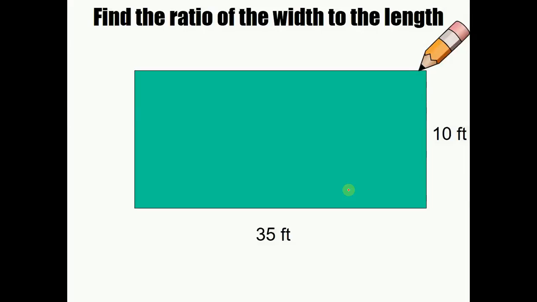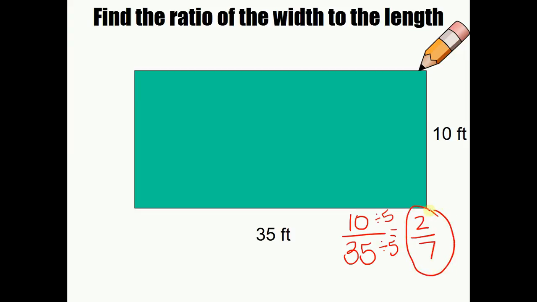Now, what about my ratio of width to my length? I'm going to call this the width of my rectangle right here. I'm going to call this my length of my rectangle, because if I stand him on his edge, that would be his length. That's how tall he would be. So I'm going to go my width, which is 10, to my length, which is 35. So 10 over 35, what number can I divide into 10 and 35? I think it would be 5, right? So this would be 2 over 7.